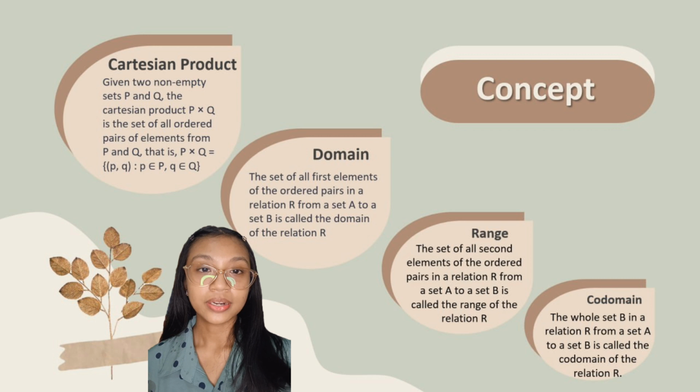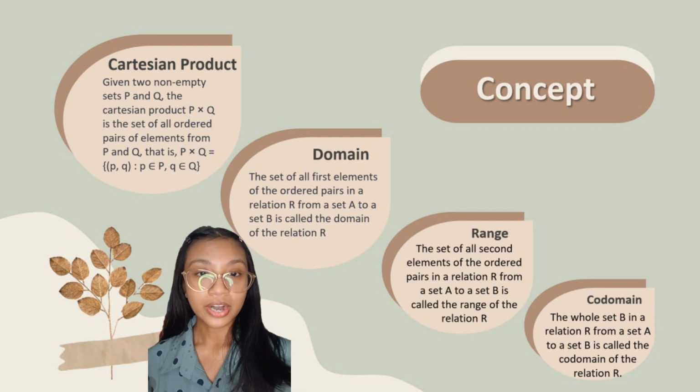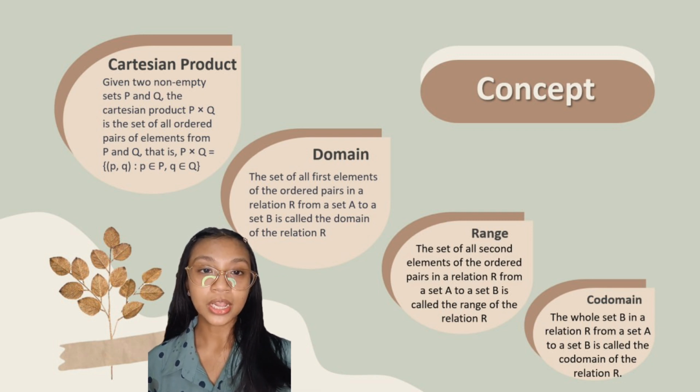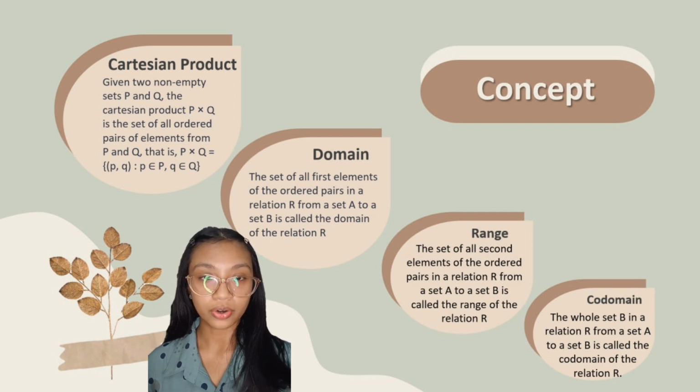Second, domain. The set of all first elements of the ordered pairs in a relation R from a set A to a set B is called the domain of the relation R. It is called the set of inputs or pre-image. Range. The set of all second elements of the ordered pairs in a relation R from a set A to a set B is called the range of the relation R. It is called the set of outputs or image.